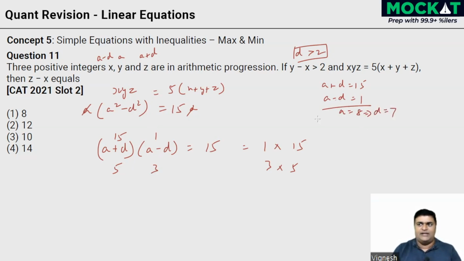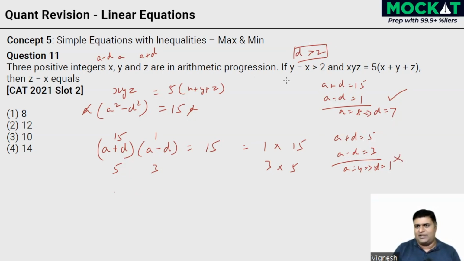Does this satisfy d is greater than 2? Yes. The next one, if a plus d is 5, I'll write that down here itself. a plus d is 5 and a minus d is 3. Then 2a equals 8 and a equals 4. And d over here is going to be what? 4 minus what is 3? 4 minus 1. d equals 1. Does it satisfy this, d is greater than 2? No. So therefore, it has to be the first one.